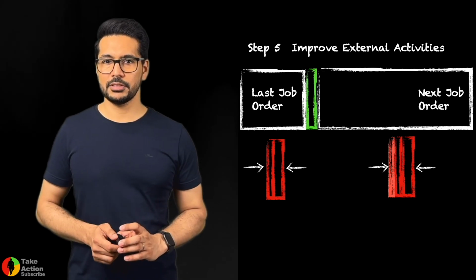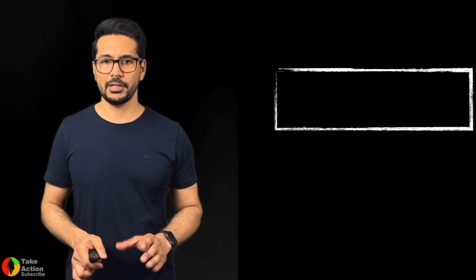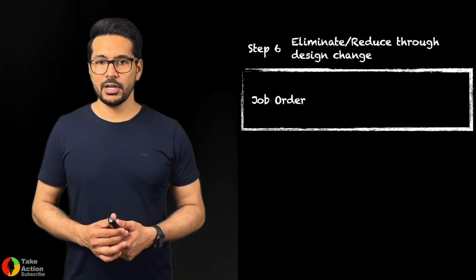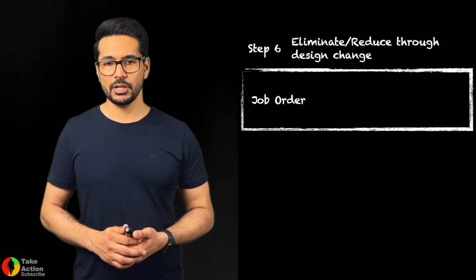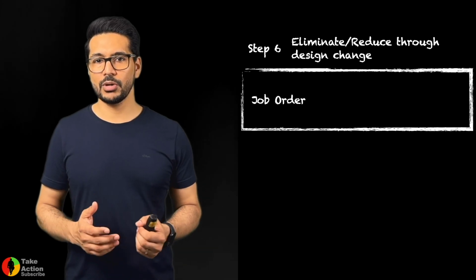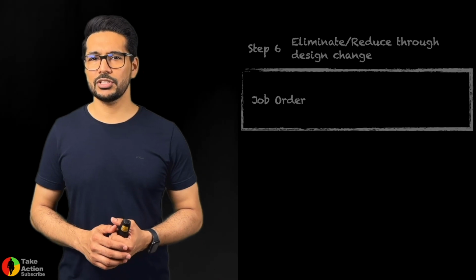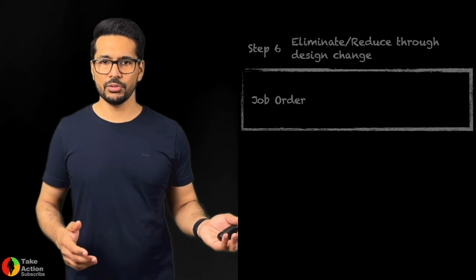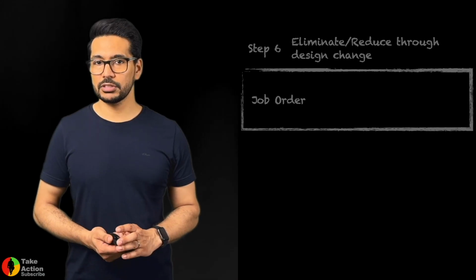Step number 6 is to eliminate the setup time completely. How is it possible to eliminate a setup time completely? This requires a design change. It could be that we have 2 customers and we are delivering 2 identical parts with a very little change. It could be a change in color, it could be one part has 2 holes and another part has 1 hole, or a very small design change.